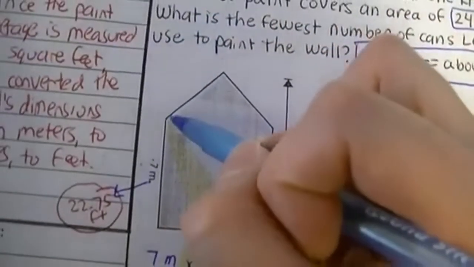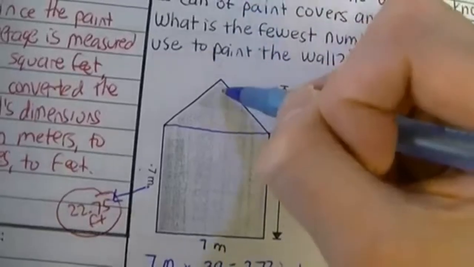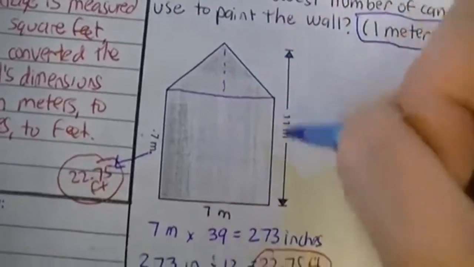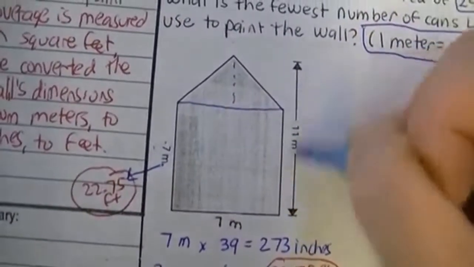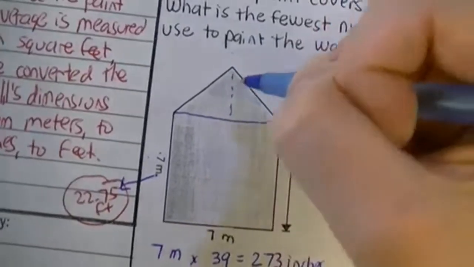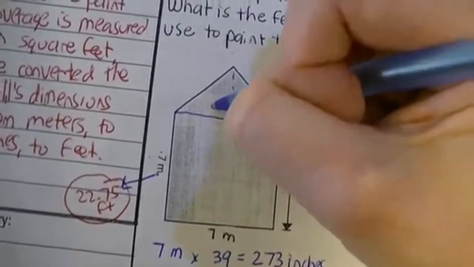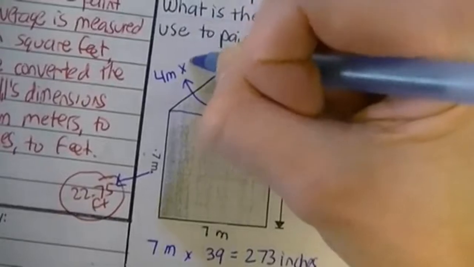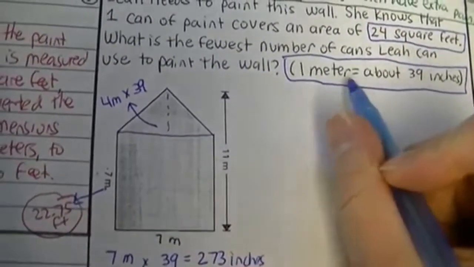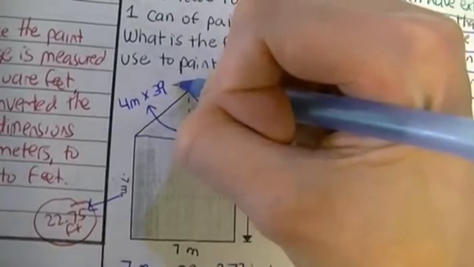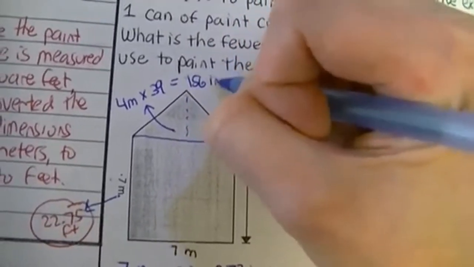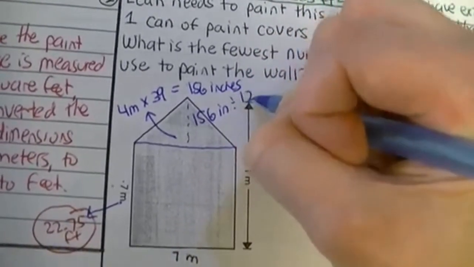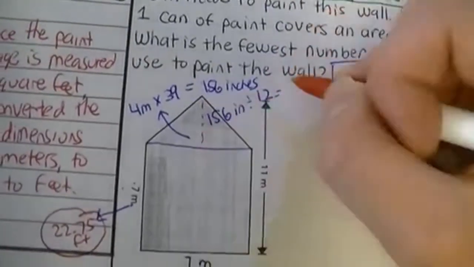Alright, to find the area, I'd cut it up into that square and this triangle. The base of the triangle is also this amount, so I need to figure out this height. If this is 7 and this whole thing is 11, then this right here is 4 meters. I'm trying to think of a good way to write it without making it too cluttered. We take that 4 meters times 39, because 1 meter is equal to 39 inches, and that gives us 156 inches. Then we divide 156 inches by 12 to get the feet. So the height of that triangle is 13 feet.